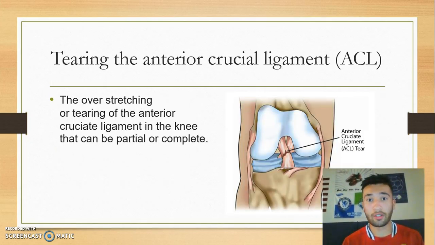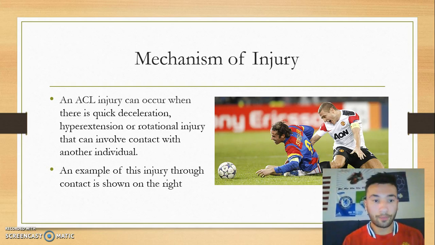One last injury that occurs in soccer is tearing the ACL, the anterior cruciate ligament. It happens a lot in soccer and is, unfortunately, one of the most common injuries in soccer. It is the overstretching or tearing of the anterior cruciate ligament in the knee, which can be partial or complete. In most cases in soccer, it is completely torn.